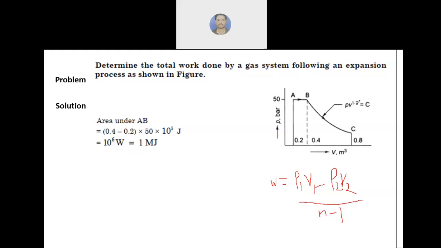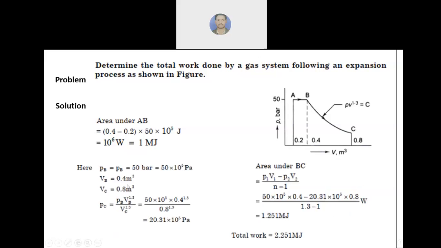Here the value of n is given as 1.3. Correct? Now how to proceed? P1 is given to you, V1 is given, V2 is given. What about P2? Just see the process. PB is given as 50 bar.